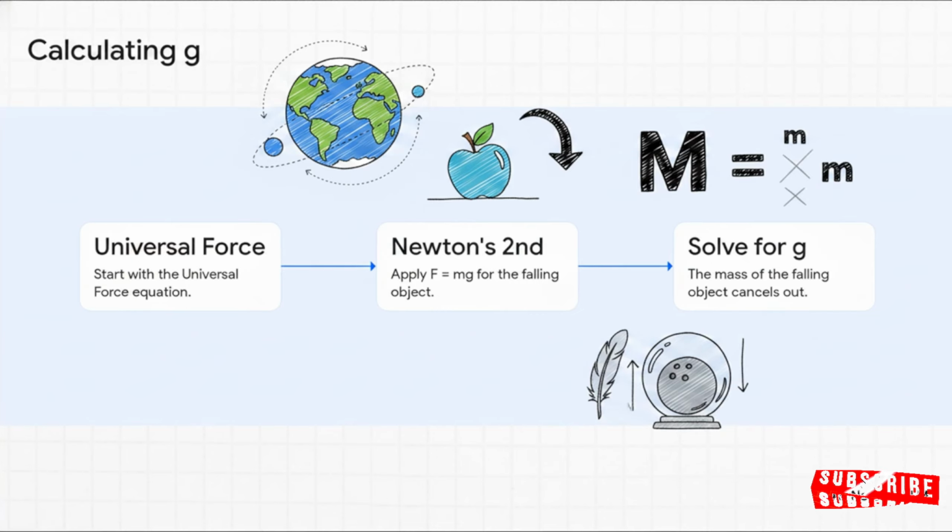Notice what happens here? It's a real game changer. The little m, the mass of the falling object, cancels out entirely, leaving us with little g equals big G times the mass of the Earth divided by the radius of the Earth squared. This mathematically proves that acceleration is completely independent of the falling object's mass. So yes, a heavy bowling ball and a light feather truly do fall at the exact same rate in a vacuum.